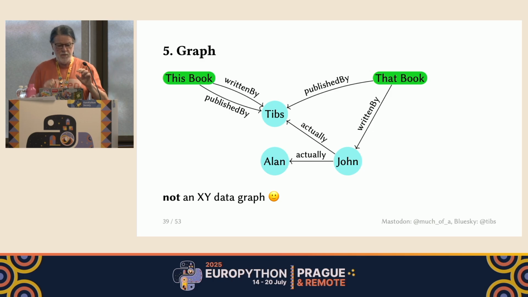So here we have this book and that book. This book is written by and published by Tibs. That book is written by John, but published by Tibs. And John is actually a pseudonym for Tibs and Alan. So this is not an XY data graph. This is a knowledge graph. This is a graph of linking things, a directed graph.